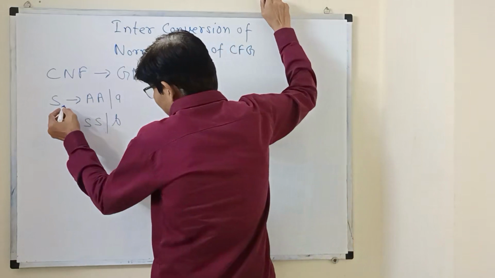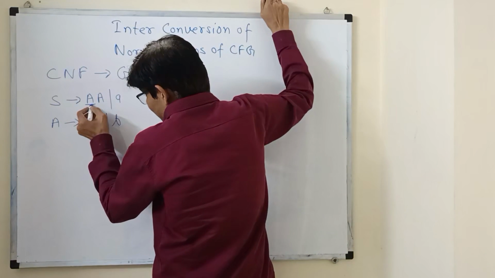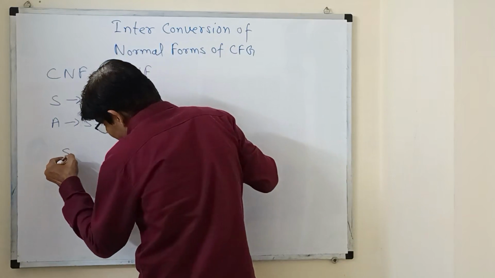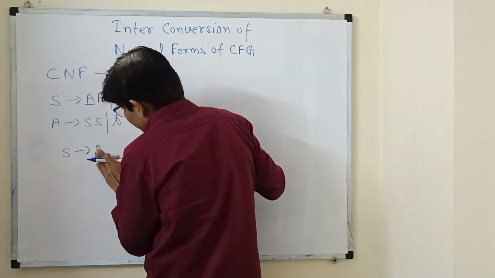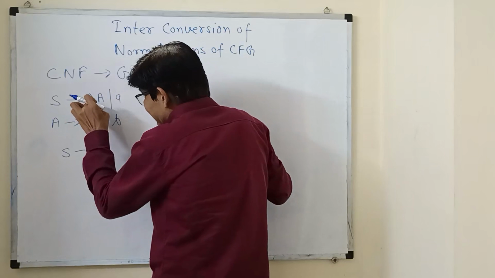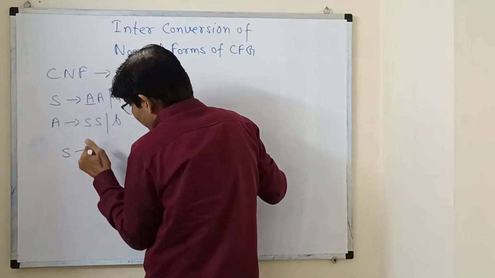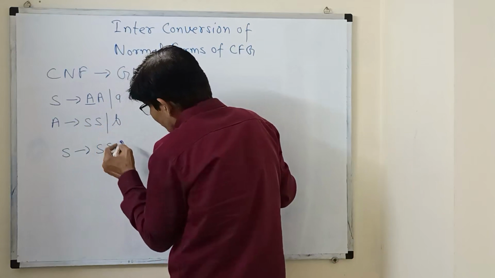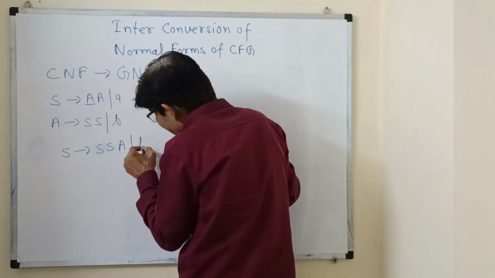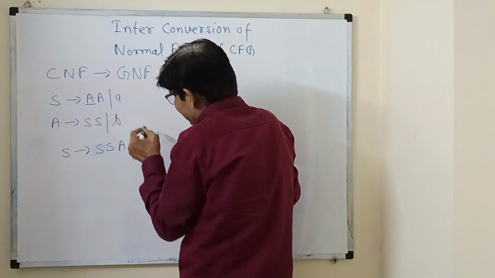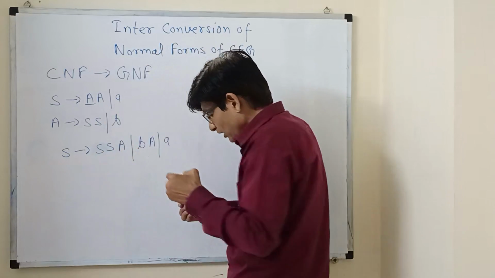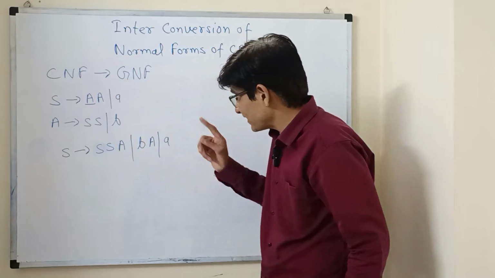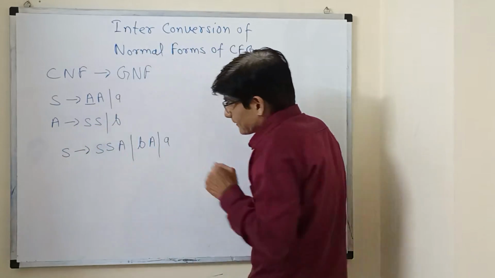Now you can see, if I replace this particular A with all its productions, it will give us S gives, I am replacing this A with all its productions. So for this A, I can write SSA, and one more value is there for A, which is BA, and this production we can write as it is. So now we have three productions of S and two productions of A.